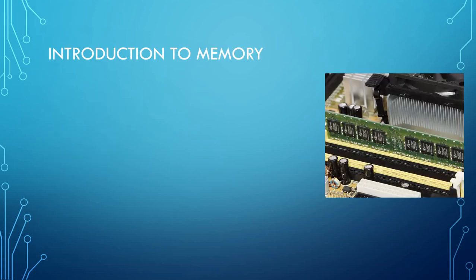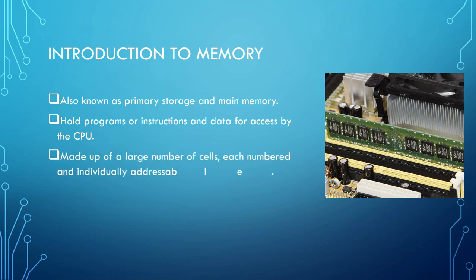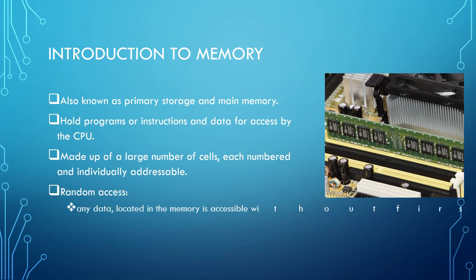Introduction to Memory. Also known as primary storage and main memory. Holds programs or instructions and data for access by the CPU. Made up of a large number of cells, each numbered and individually addressable. Random access: any data located in the memory is accessible without first having to consider any other data in memory.